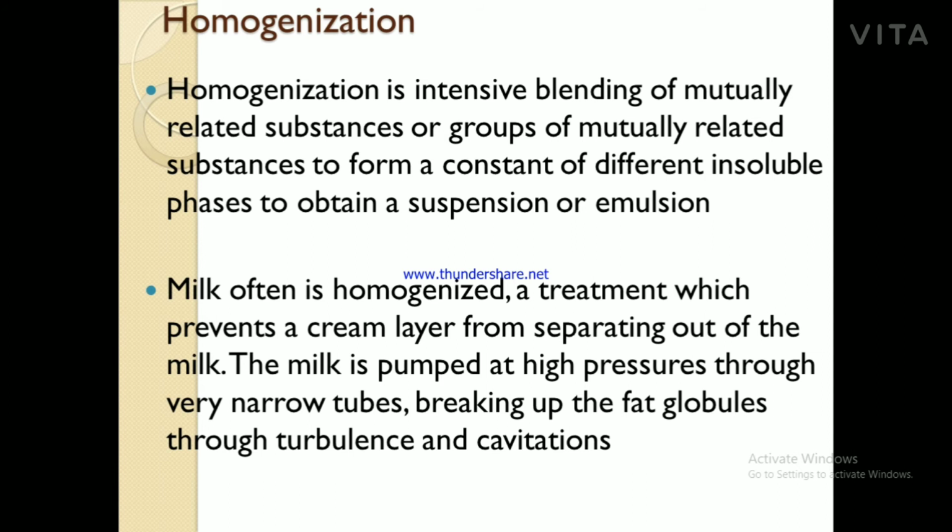Homogenization. Homogenization is the intensive blending of mutually related substances or groups of substances to form a constant of different insoluble phases to obtain a suspension or emulsion. Milk often is homogenized, a treatment which prevents a cream layer from separating out of the milk. The milk is pumped at high pressure through very narrow tubes, breaking up the fat globules through turbulence and cavitation.